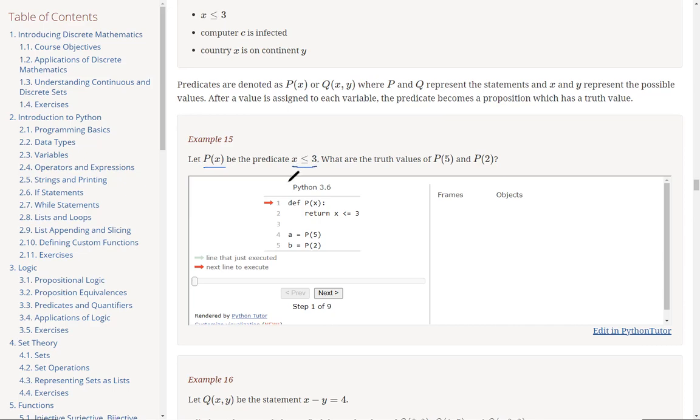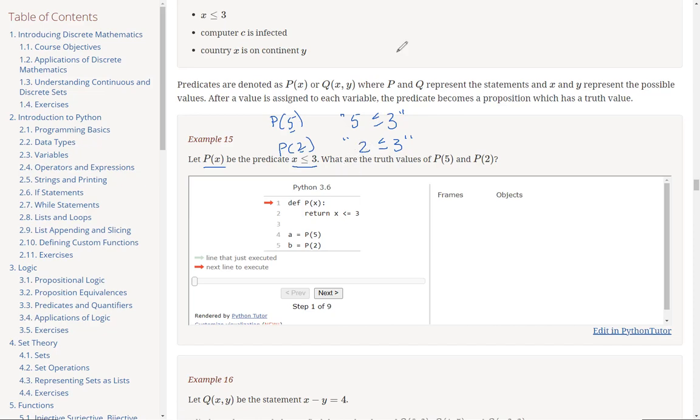Now, once we have values that are subbed into the variables, then we can talk about whether the predicates are true or false, because that will give us propositions. So for example, P of 5 in this example would be the proposition 5 is less than or equal to 3. P of 2 would be the proposition 2 is less than or equal to 3. So just like you did with functions in college algebra, when you substitute a value into a predicate, anywhere there's an X, you write a 5 in this case or a 2 in this case. And that's all there is to it.